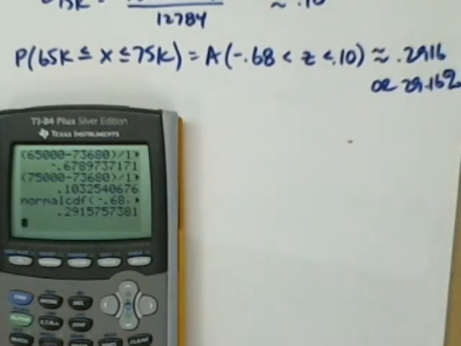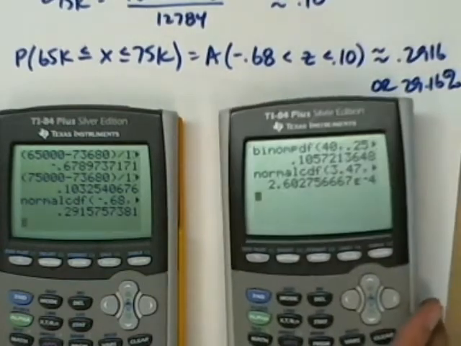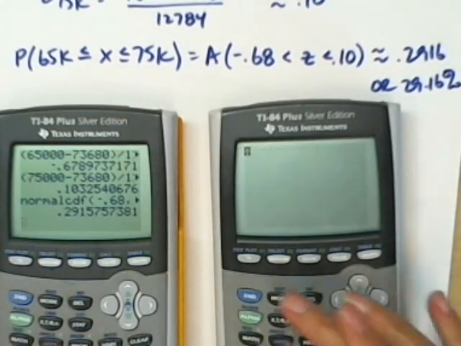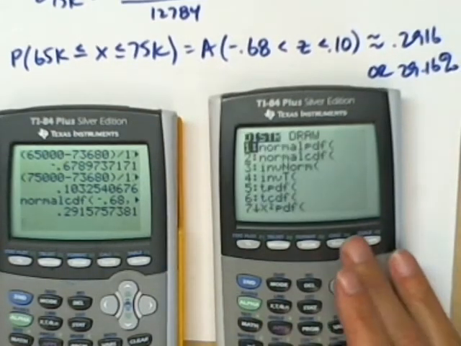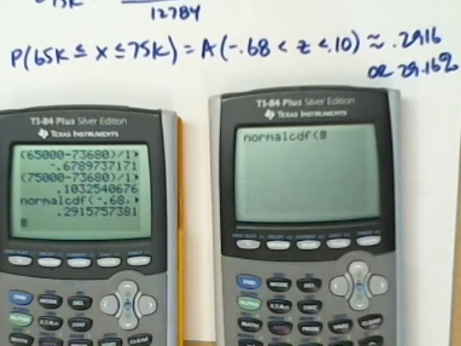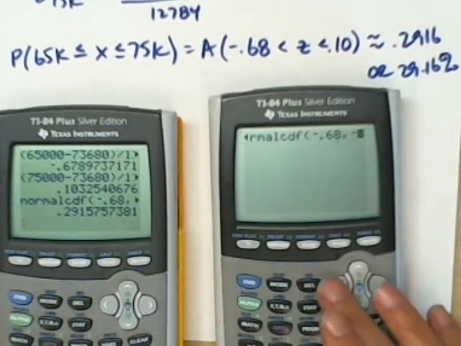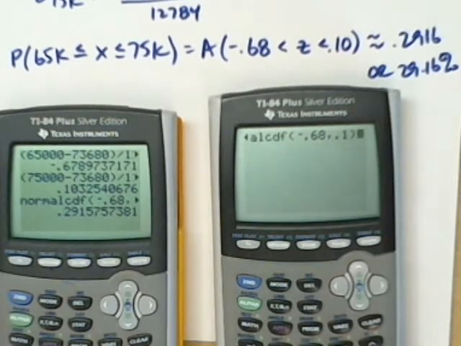If you were doing this on the other calculator, it's going to be really similar, but I go to my distribution menu. When I choose normal CDF, that's all that shows up on the screen, but it's always low, comma, high, so negative 0.68, comma, 0.1, parentheses, and I get the very same answer, 0.2916.